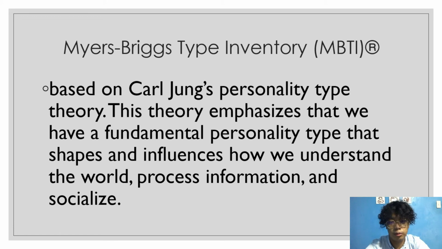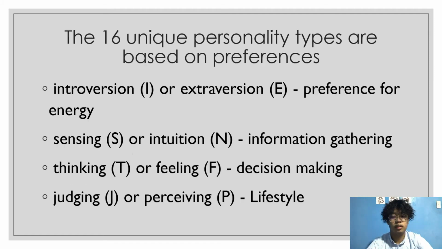Next is Myers-Briggs Type Indicator, or MBTI. Based on Carl Jung's personality type theory, this theory emphasizes that we have a fundamental personality type that shapes and influences how we understand the world, process information, and socialize. So the 16 unique personality types are based on preferences: introversion or extroversion, preference for energy; sensing or intuition, information gathering; thinking or feeling, decision making; judging or perceiving, lifestyle.